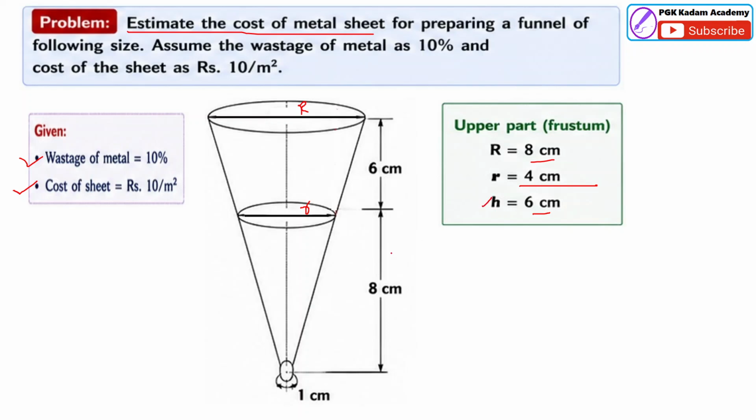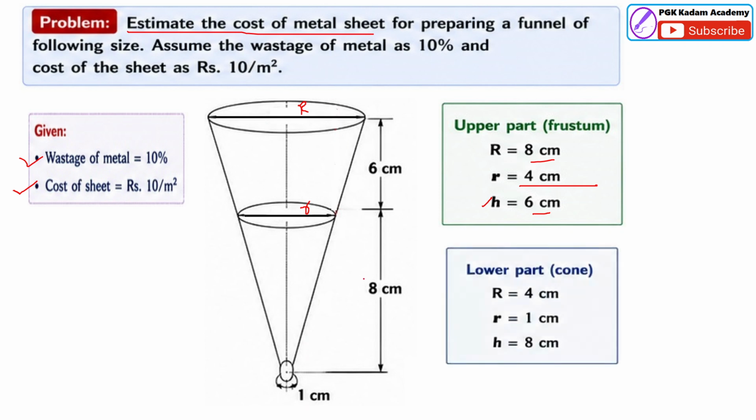Now we have to study the lower part. The lower part also has the same dimensions. Capital R is 4 centimeter. Here small r is 1 centimeter. See, the height of this lower part, the cone, is 8 centimeter.